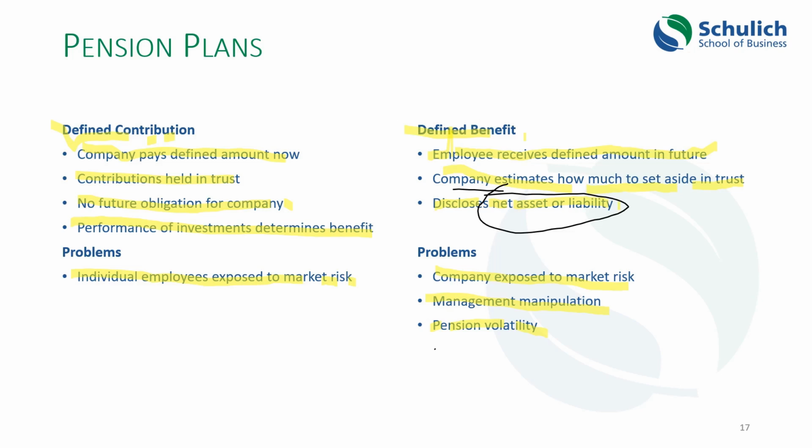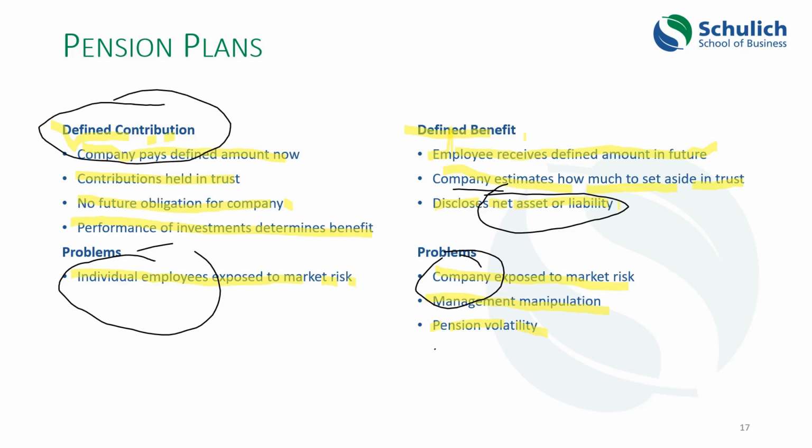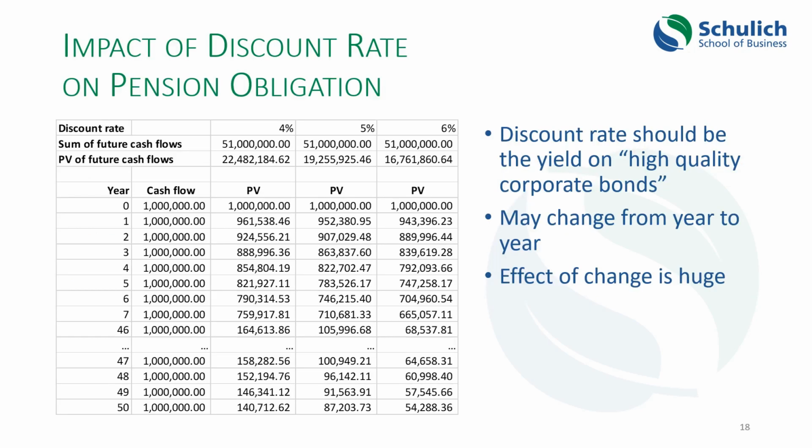So the question then is purely who bears the risk? Is it going to be the individual employees or is it going to be the company? And that's the key difference between the defined contribution plan and the defined benefit plan. Who bears the risk? From an accounting perspective, this creates some problems. You'll recall that I just told you it creates some volatility on the balance sheet.